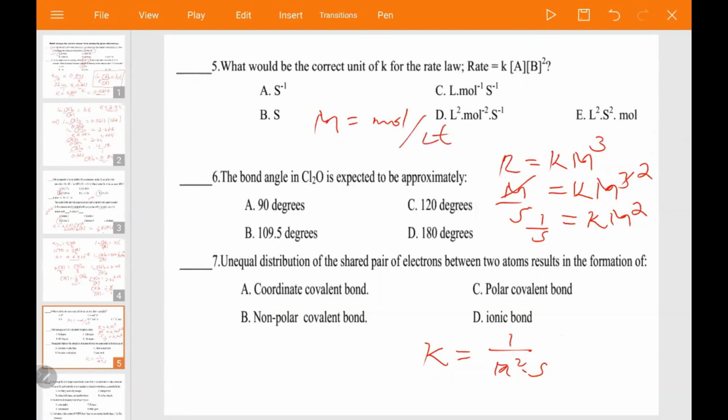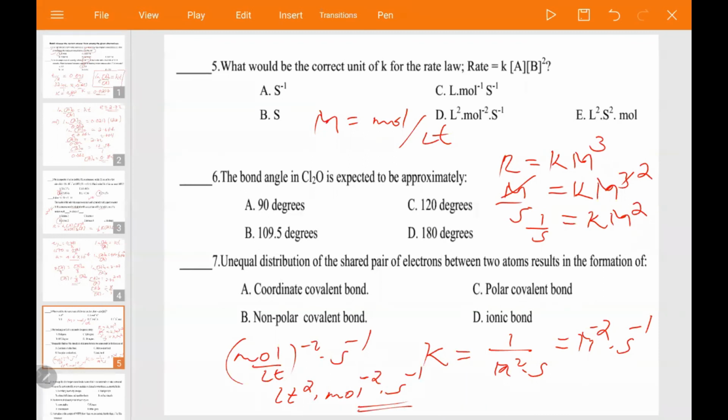So when I bring this up, first it becomes m raised to minus 2 times second raised to minus 1. Then molar means mole per liter, raised to minus 2 times second inverse. Since this is minus, the liter does not come up; so it becomes liter square times mole raised to minus 2 times second raised to minus 1. This is a unit.